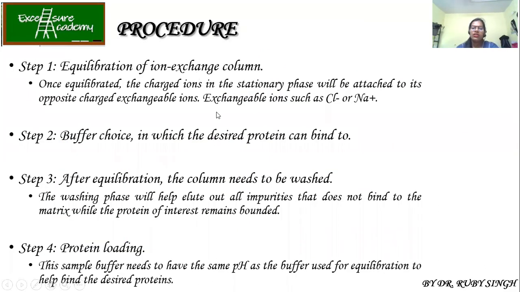Now, what's the procedure? Let me tell you once. You have the column. First you wash the column, it's an empty column. Then you have to make the slurry of your matrix. Slurry means you are going to equilibrate the matrix with the buffer in which you are going to elute out your proteins. Make the slurry and start adding it into the column.